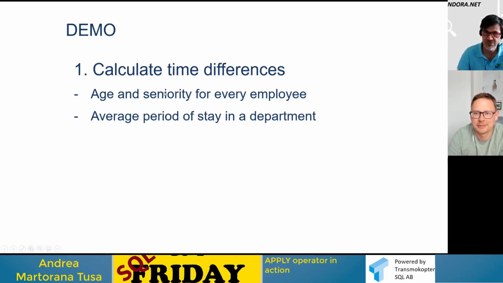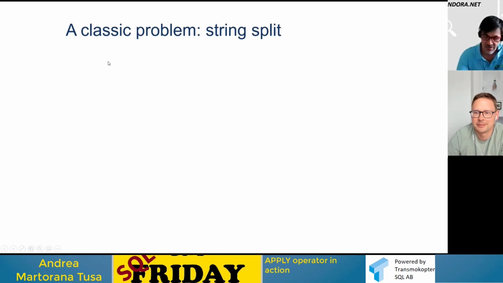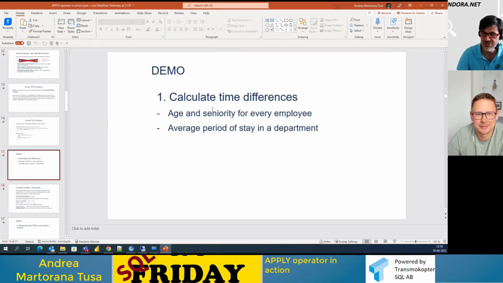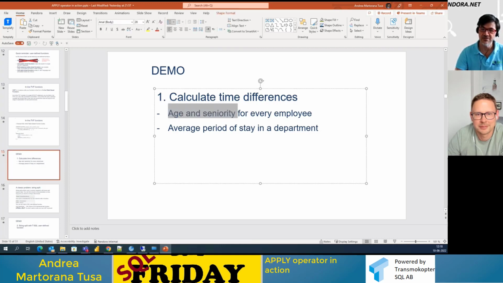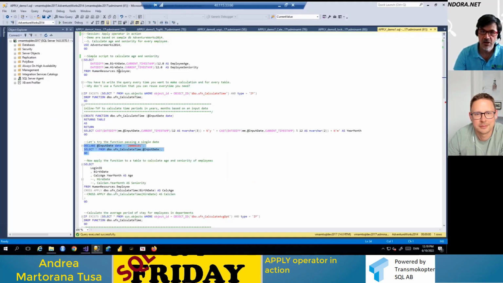So the first demo is that I want to calculate a simple sample for time differences. I want to calculate the age and the seniority in the company for every employee. And I can also calculate the average period of staying. But let's say I want to calculate age and seniority for every employee. How does it work?